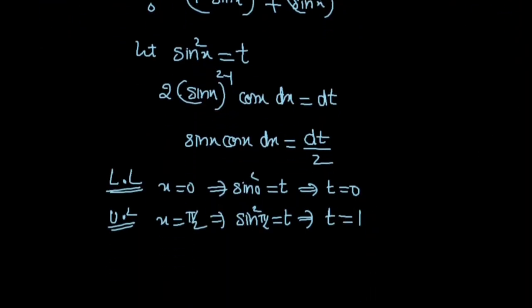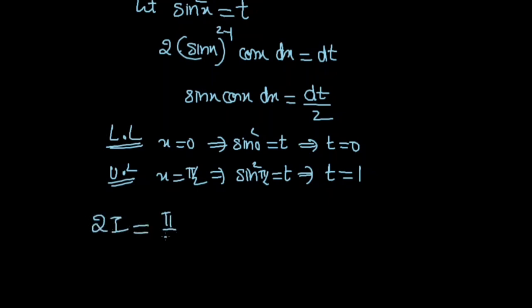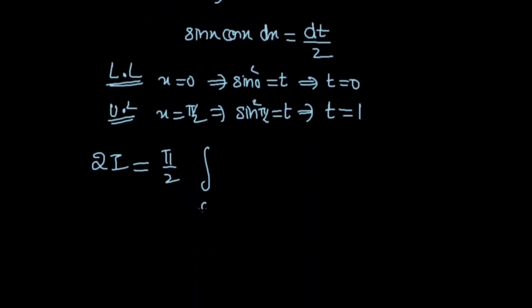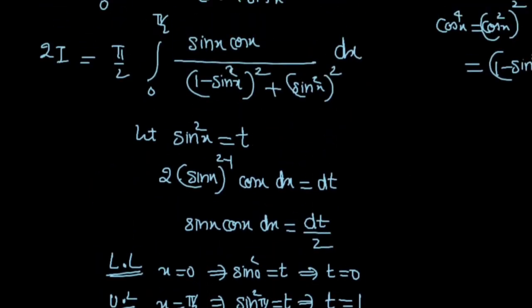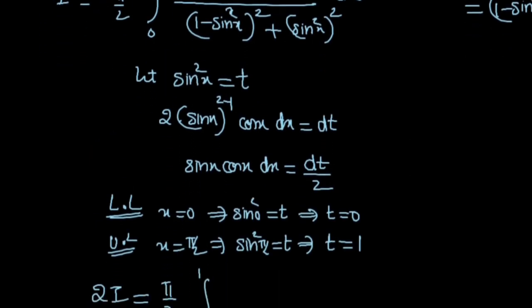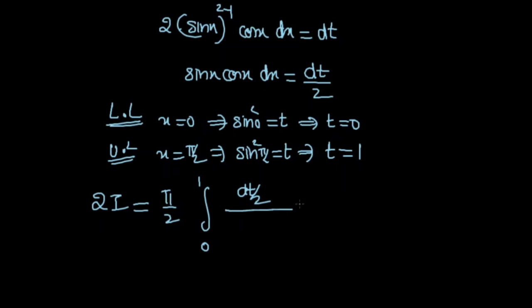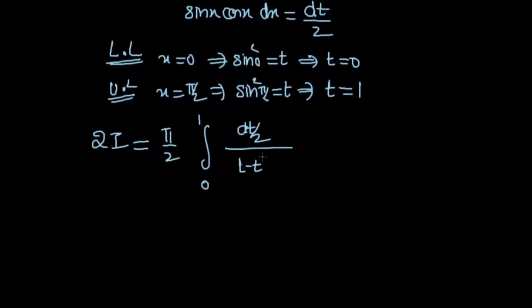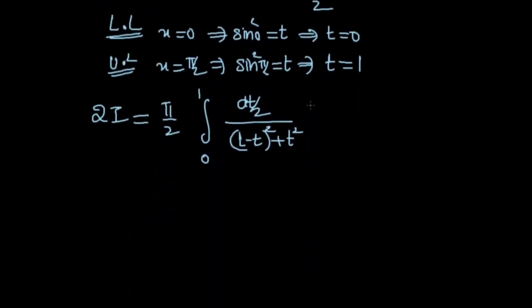Limits got changed. Now you can replace. 2I is equal to pi by 2 integration 0 to 1, right? Lower limit is 0, upper limit is 1. And next, in the place of sin x cos x dx, we can substitute dt by 2. So dt by 2 whole divided by (1 minus t) whole square plus t square. Because in the place of sin square we are substituting t. So this is simple. dt we already wrote. So 1 by 2 outside.